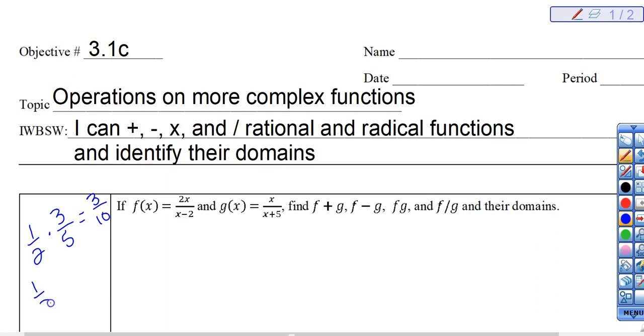How about division? Keep, change, flip. So if I do 1/2 divided by 3/5, I just do 1/2 times its reciprocal, 5/3, and then I multiply, right? 5/6. Okay, so that's all we're doing. That is all we're doing. Just because we throw an x in the denominator doesn't change what you're supposed to do with these problems.